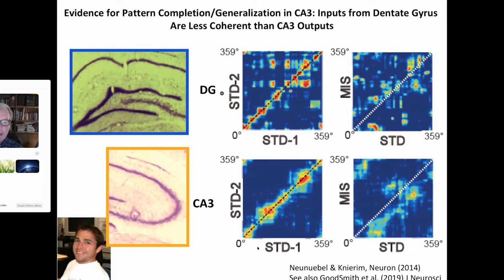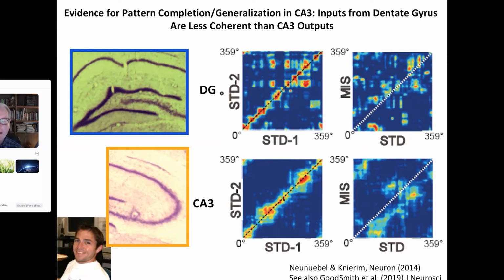The first thing we'll look at is a standard 1 session versus a standard 2 session. So these are 2 sessions that had the same standard configuration of cues. And what we did was to take, for each degree bin on the track, all the firing of the population of cells at that 1 degree bin, and then correlate that vector of all the cells firing at that location against all the locations in standard 2. And here, all the locations are correlated with all the locations of standard 2.